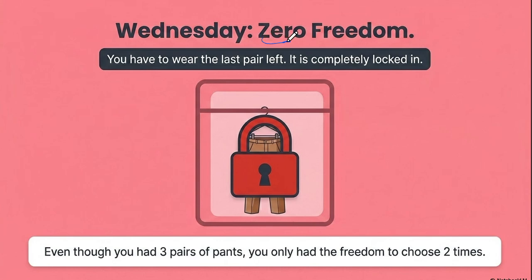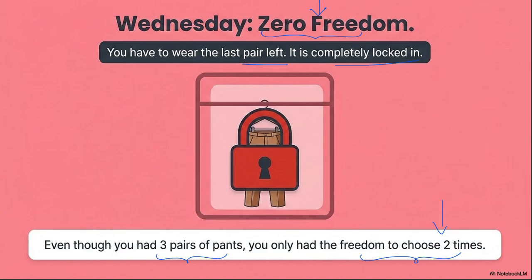So on Wednesday there is no choice left. That means that is called zero freedom. Okay, you have to wear the last pair only that is left. It is completely locked in. So in total, in the starting we have three pairs, but choices we are getting only two. So that is called degree of freedom, which is two times only. So that is the meaning of degree of freedom.